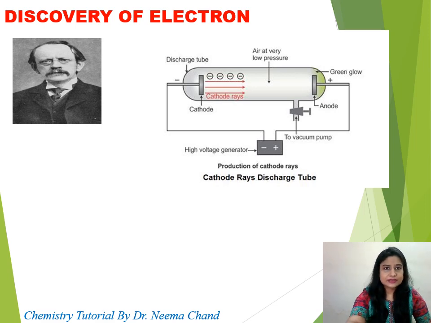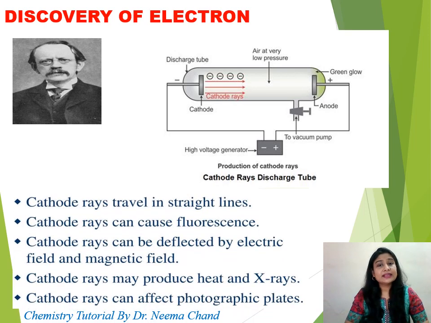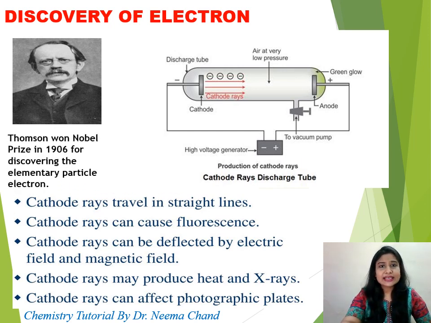and magnetic fields. The properties that he then enlisted were that cathode rays travel in a straight line, cathode rays can cause fluorescence, these rays get deflected in both electric as well as magnetic fields, they produce heat and X-rays, and lastly, cathode rays can affect photographic plates. It was these cathode rays that were later given a more familiar name, that is electron, and for the same, Thomson won the Nobel Prize in 1906.